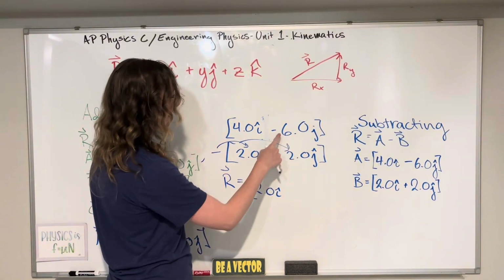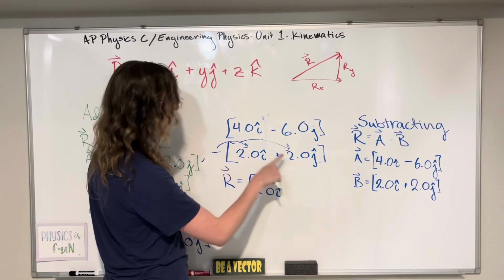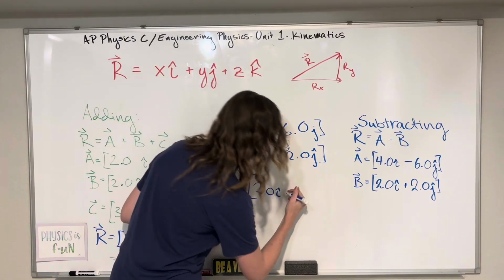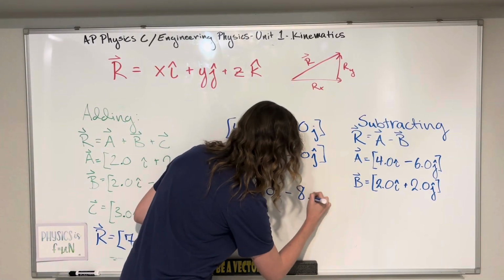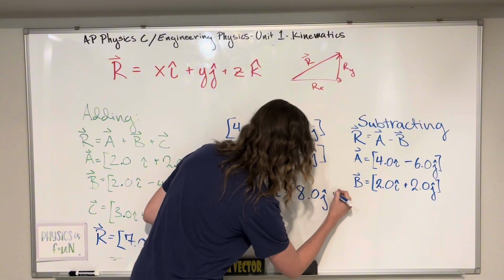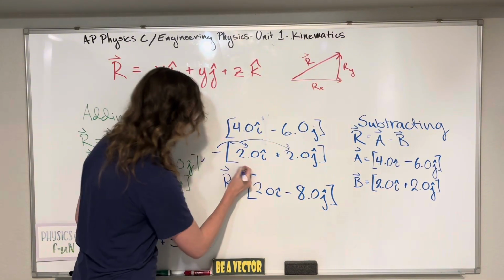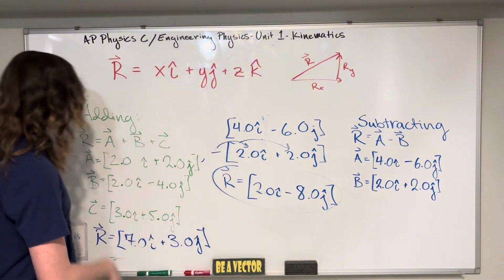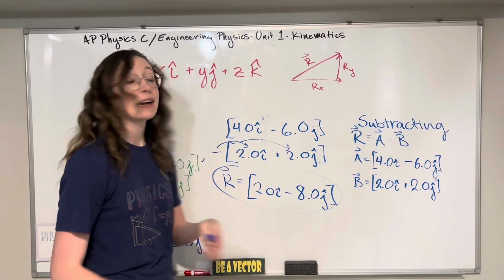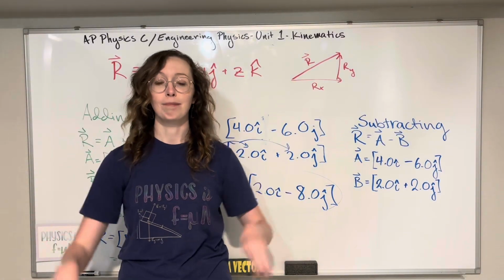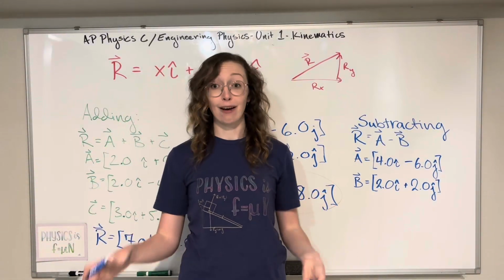Okay, so that would be negative 6 minus positive 2, which would just be negative 8.0 j hat. And that's it. So just add likes to likes or subtract likes from likes, and then you're done. And that is literally all we have on unit vectors.